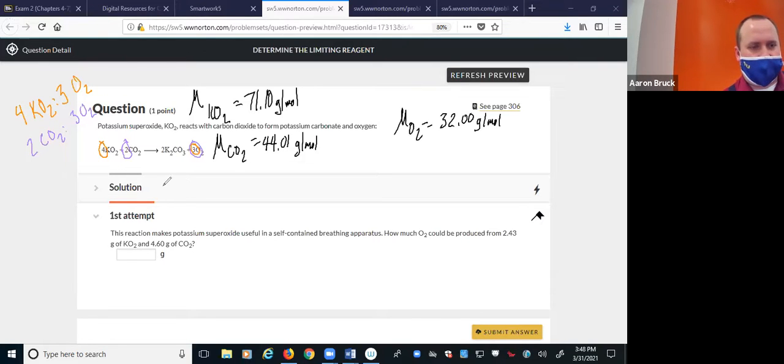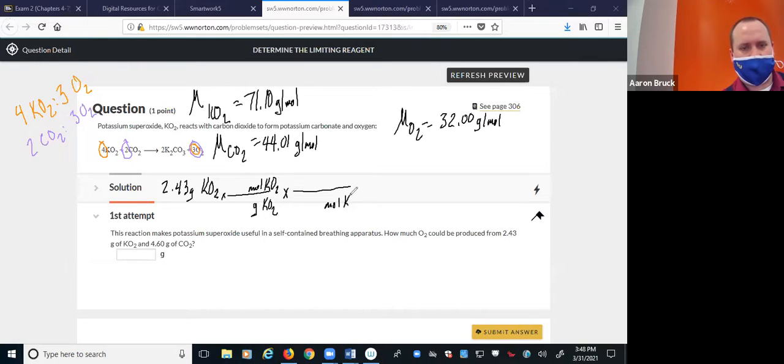So let's start with the superoxide, KO2. 2.43 grams of potassium superoxide. We're going to go from grams of KO2 to moles of KO2. The next step is going to be to turn the moles of KO2 into moles of oxygen. And then finally, we're going to turn the moles of oxygen into grams.